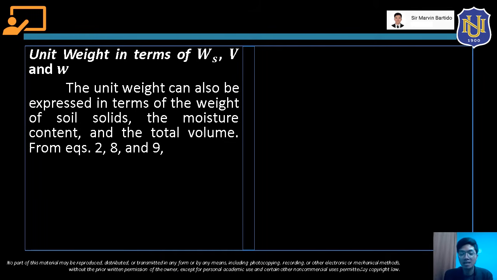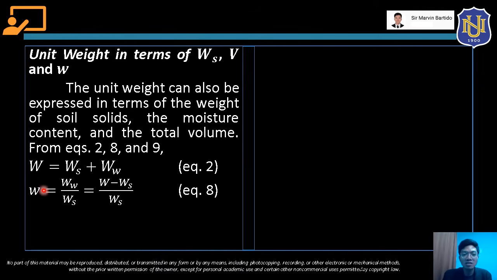2, 8, and 9. Okay, so for equation 2, this is our equation 2. So this is total weight is equal to weight of soil solid plus weight of water. And then equation 8, that is the water content. So this is equal to weight of water over weight of the soil solid. So this is also equal to the total weight minus weight of the soil solid over weight of soil solid. Okay, so equation 9 naman class. So this is the unit weight. So this is equal to total weight over total volume.